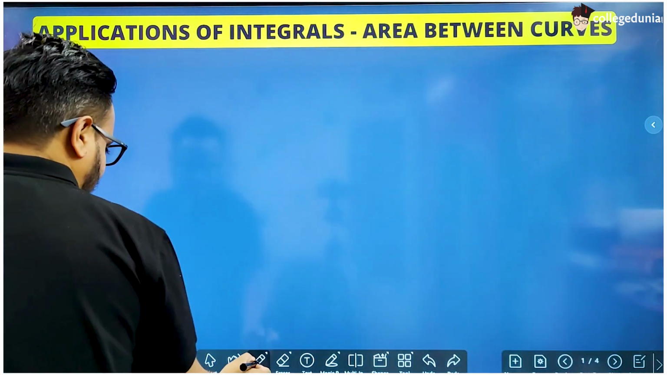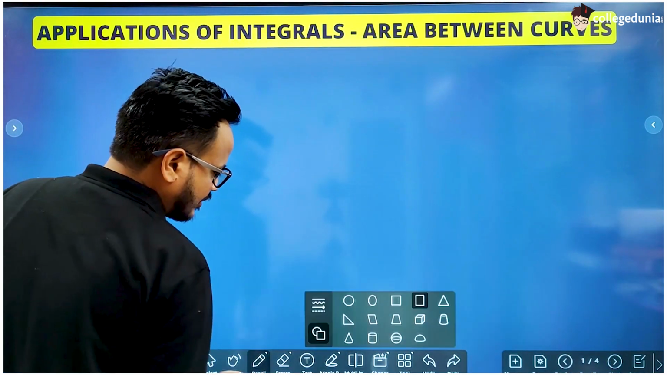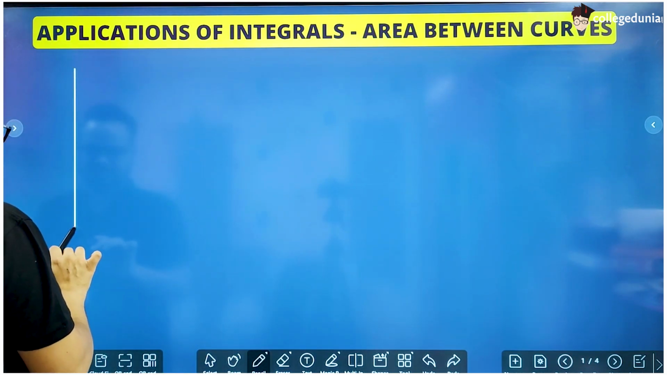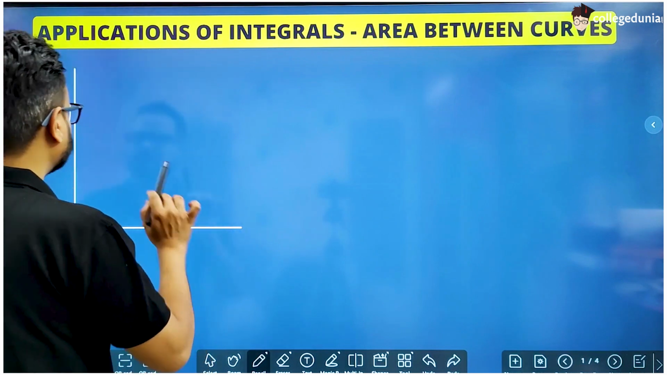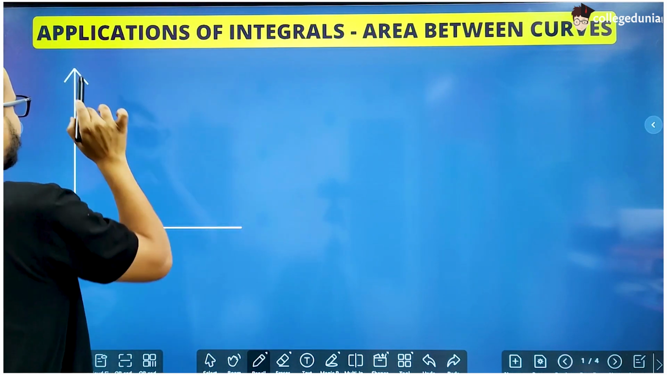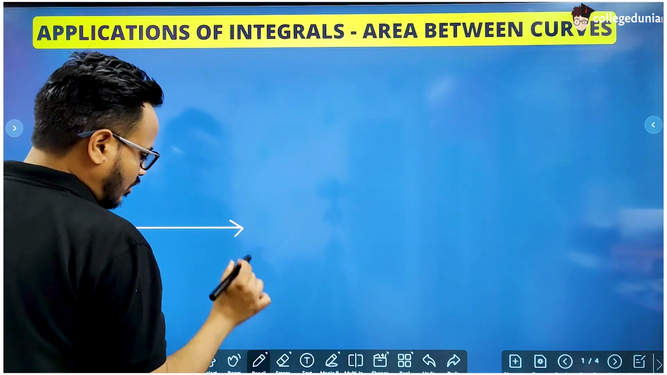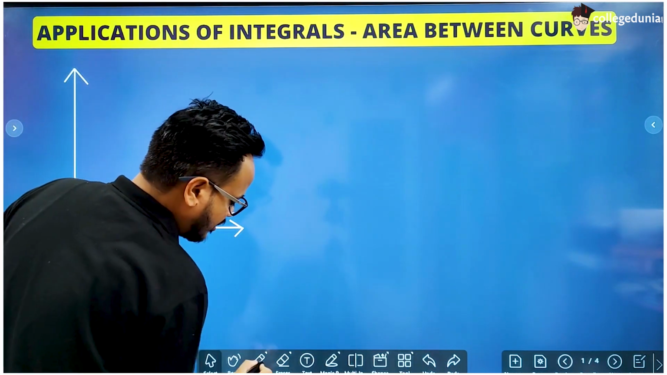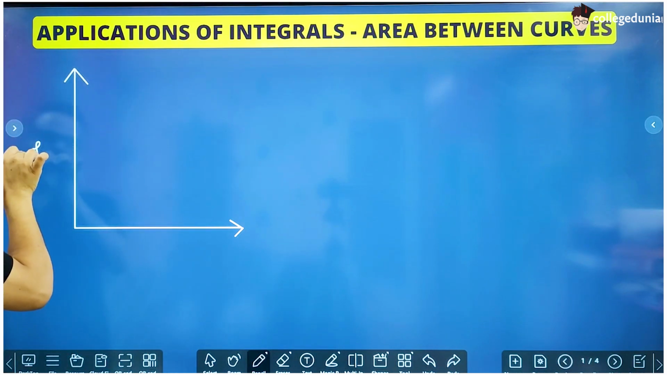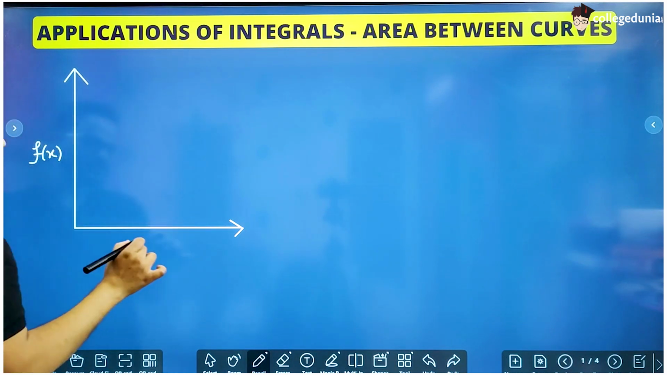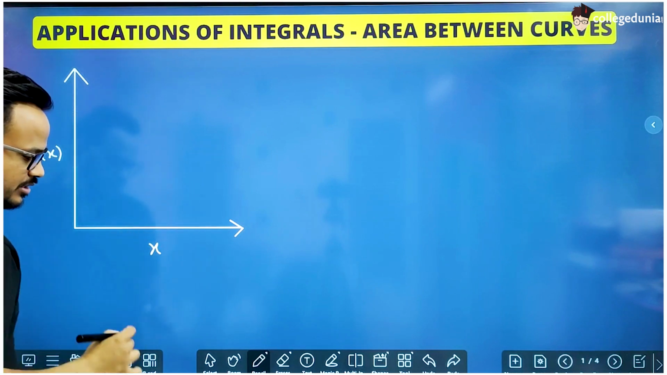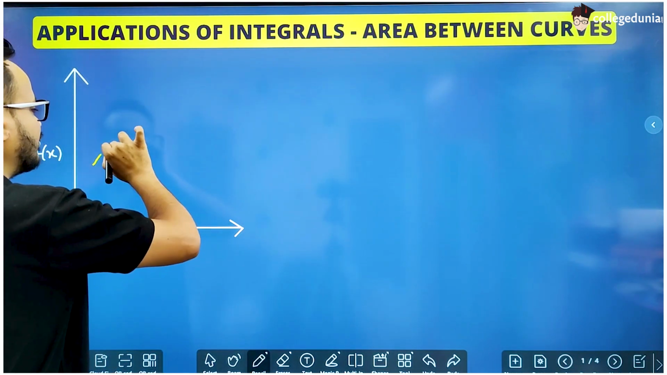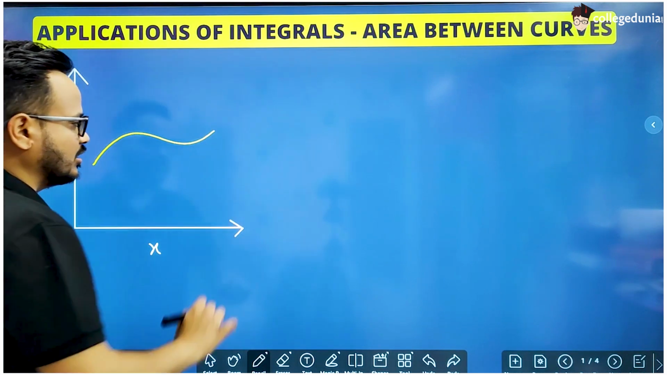For example, let us say this is the y-axis and this is the x-axis, right? On the y-axis, suppose we have plotted a function f(x) with respect to x, and the graph of this function suppose looks like this.